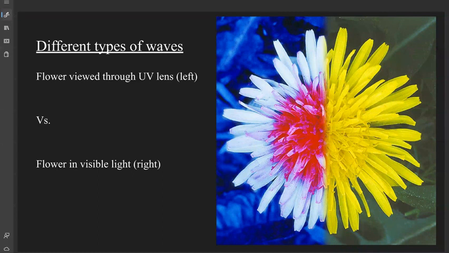But different animals have cones that are activated at different wavelengths, at different energies. So we see the flower that's on the right, but a bumblebee would see the flower that we try to show on the left, but we have no idea, actually. We really can't imagine it because we just don't have the capacity to see those colors.